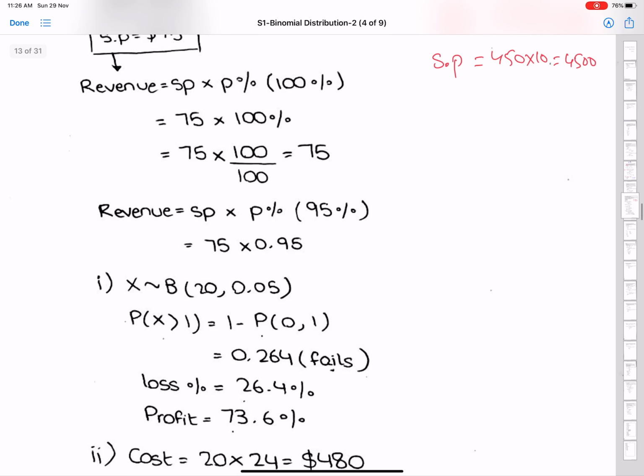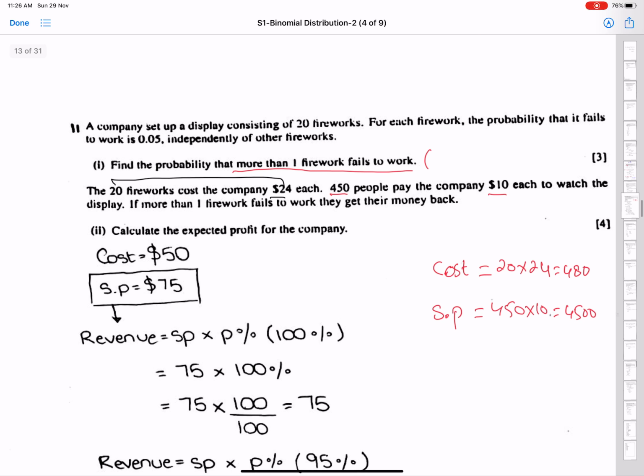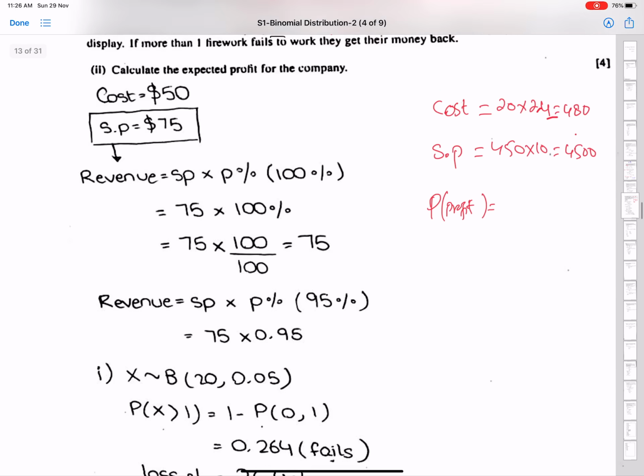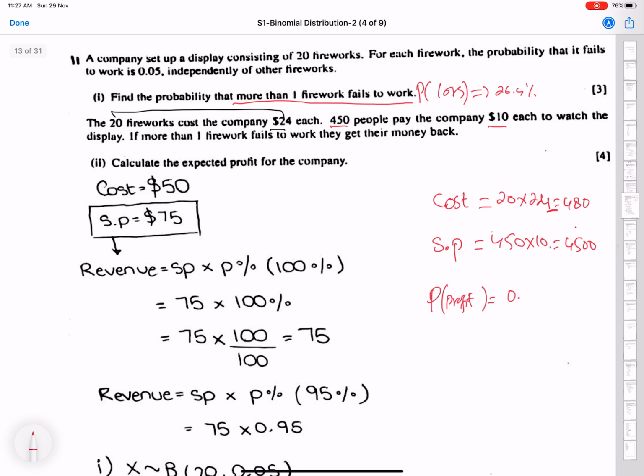It's 26.4%. So the probability of loss, or exactly loss, is 26.4%. This is the probability for loss. So the probability for profit will be, let me check, what is the probability? It's 73.6%. In decimal, it should be 0.736.